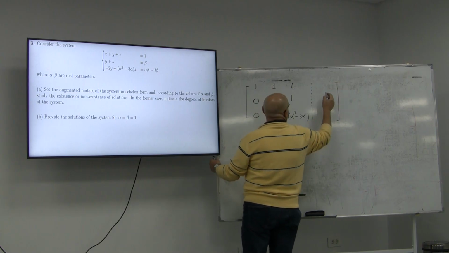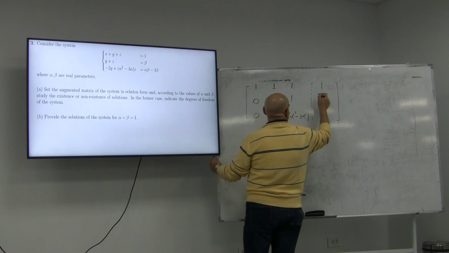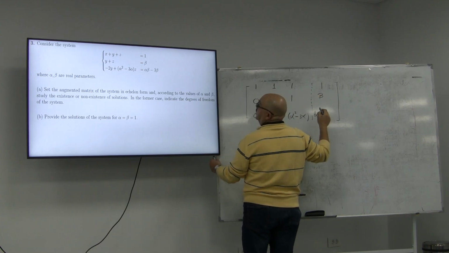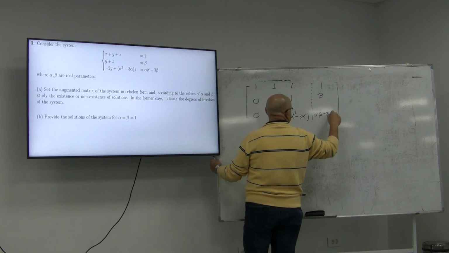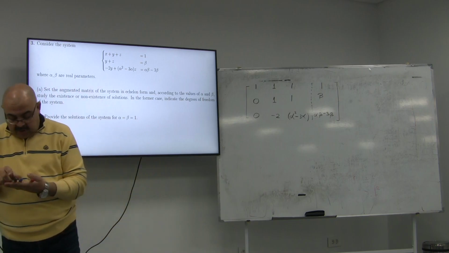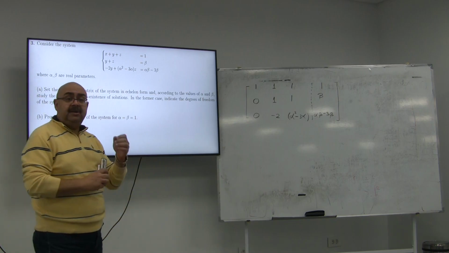Then the final will be 1 over beta, then alpha beta minus 3 over beta. This is my matrix. To be able to do this, of course, I have to get the echelon form.